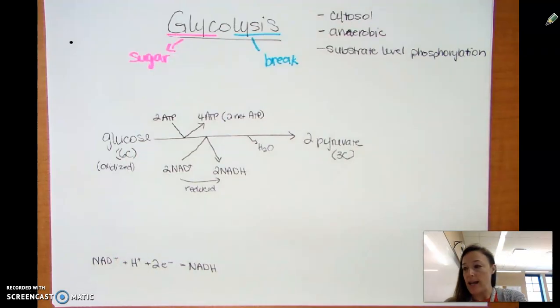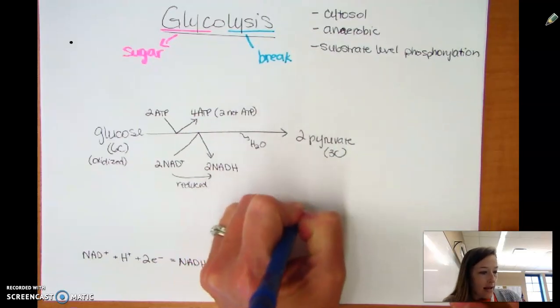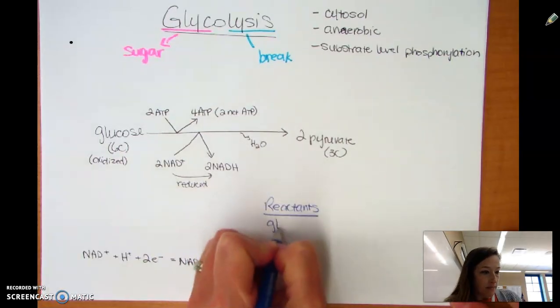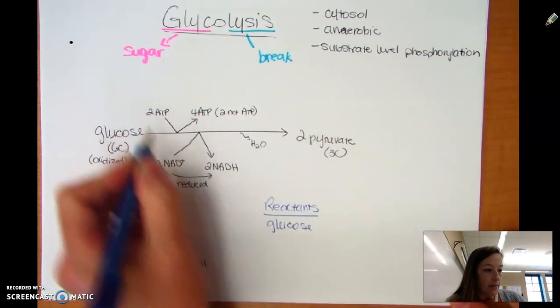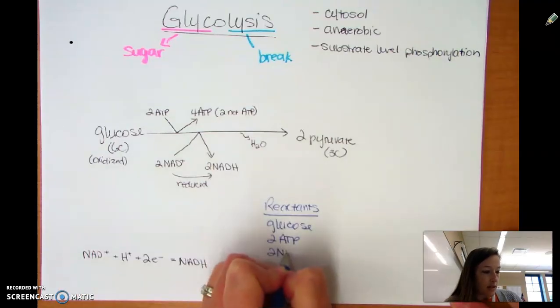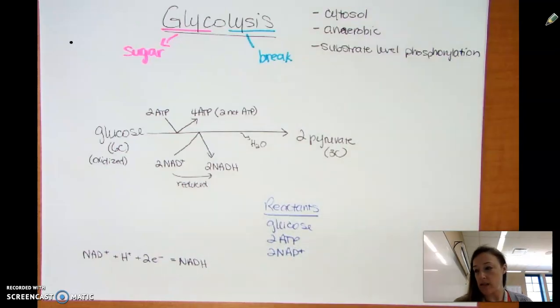As far as the reactants, let's make a little list here. Reactants is everything going in. So I've got some glucose going in. I've got my 2 ATP coming in. I got my 2 NAD pluses coming in. Okay? So those would be my reactants.